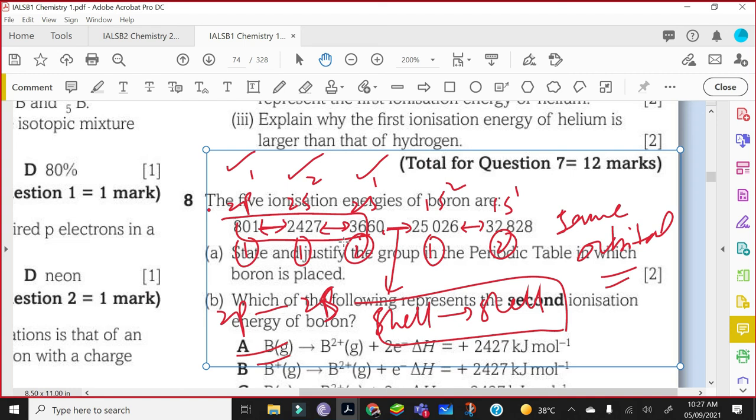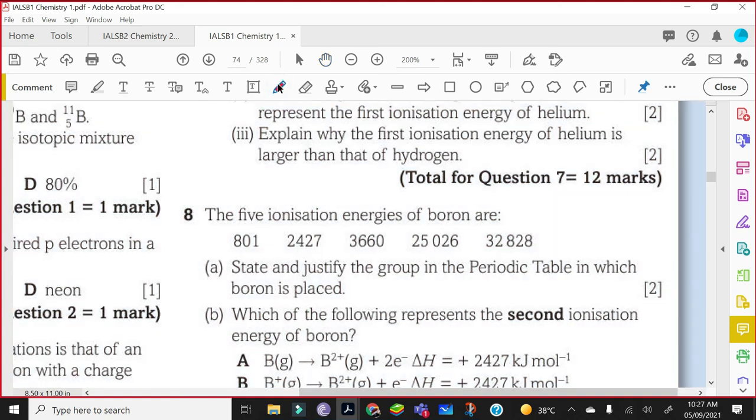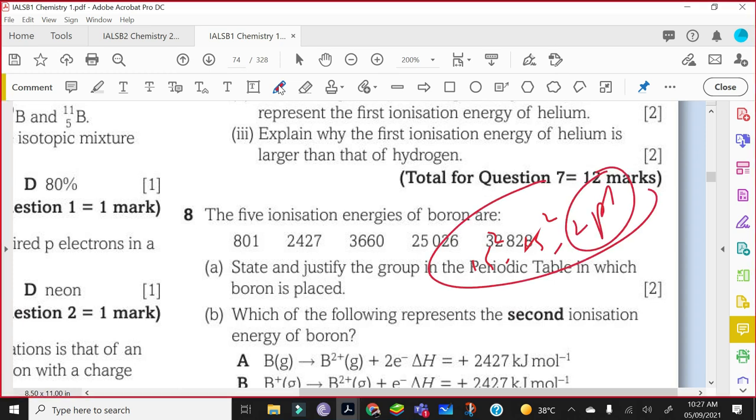Yes, sir. Now let us move to the questions now. That was only an explanation to you. Now the question. What is the question saying? Question says state and justify the group in the periodic table in which boron is placed. So boron is in which group of the periodic table? S, P, D or F? So the configuration is telling us 1s2, 2s2, 2p1. So it is in the p orbital or p block. The configuration ends up on p, so it's a p block element. Right?